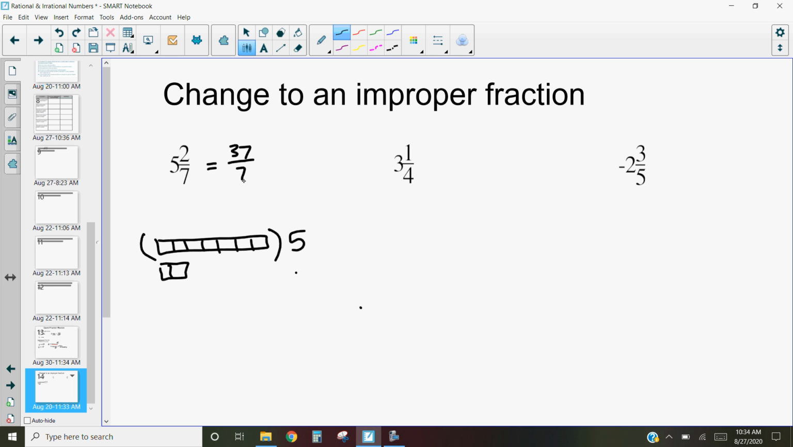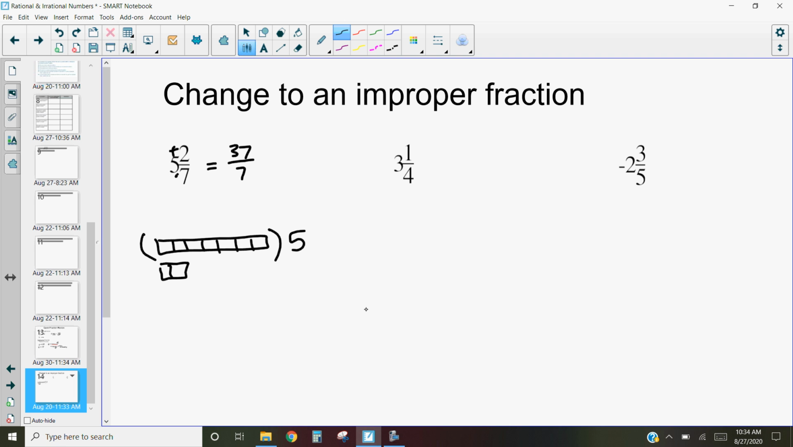Now notice how we had 5 of those. So I could just do 5 times those 7 pieces right here, and that gives me 35 plus our 2 additional pieces. Sometimes we use that around the world method of the denominator times the whole number plus the numerator, and that'll give us the number on top.